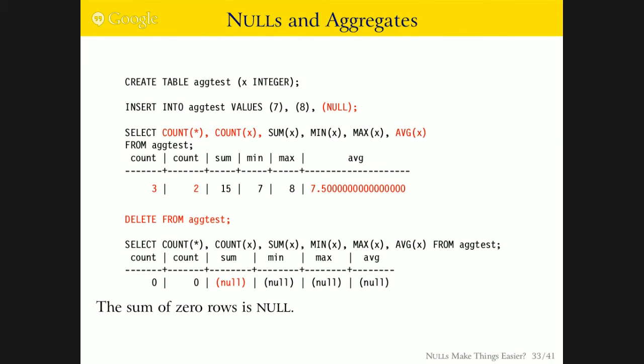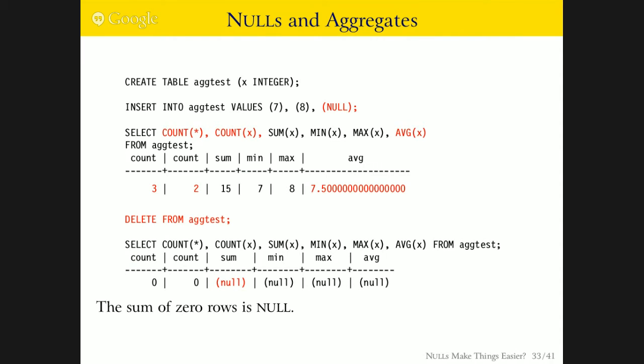2, 2, 2. Why? Because we have specified a column here instead of a star, and count by definition will skip counting rows with null values in that column. Okay, so count star and a count on the column are not the same. Count on the column will skip the null values in that column.